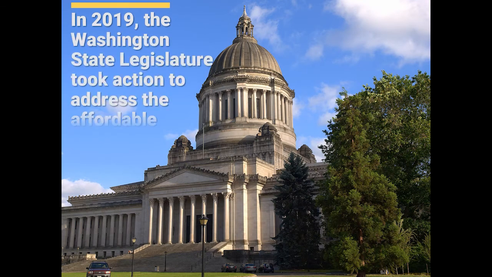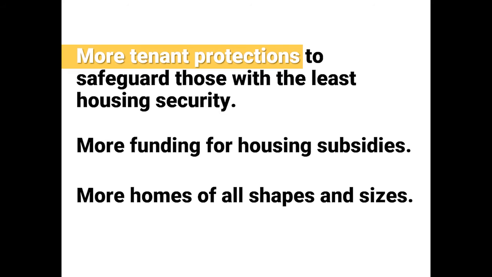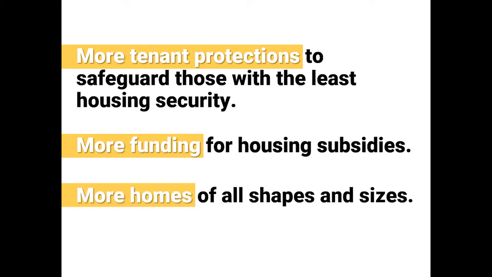In 2019, the Washington State Legislature took action to address the affordable housing crisis. This helped local communities in 3 ways. First, more tenant protections were put in place. This included longer notices for rent hikes and longer grace periods before evictions can begin. Second, more funding for housing was provided by allowing some existing taxes to be used to support affordable housing. Third, the state set a goal to create more homes of all shapes and sizes and is now working with cities to promote building a greater variety of housing in local markets.